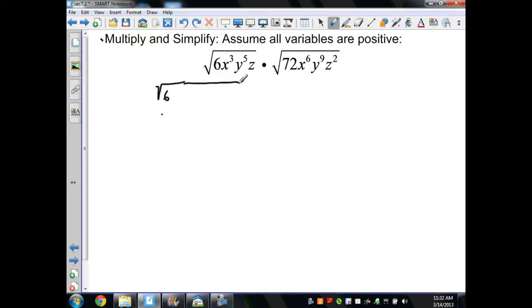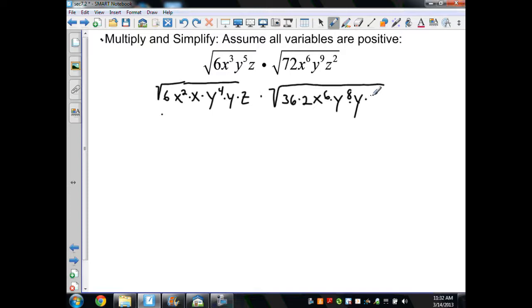And I can break x cubed into x squared times x. Y to the 5th can be broken into y to the 4th times y times z. The next radical, I have the square root of 72, which I know I can break into 36 times 2, x to the 6th, y to the 8th, times y, times z squared. And I don't have to do anything with my x to the 6th and z squared because I know I can take the square root of those. Let's continue.